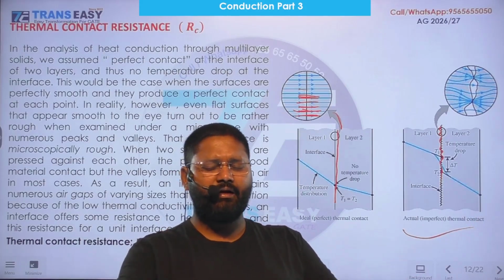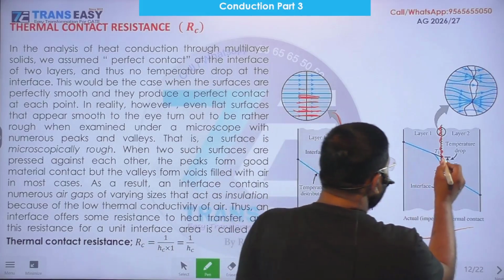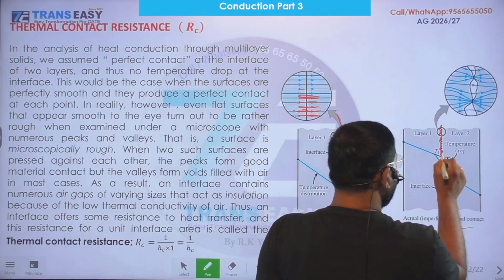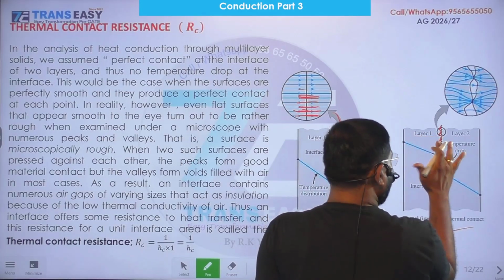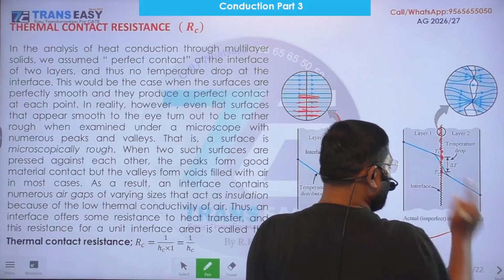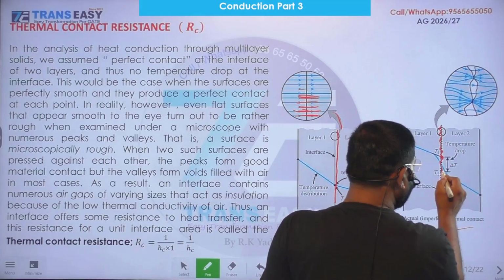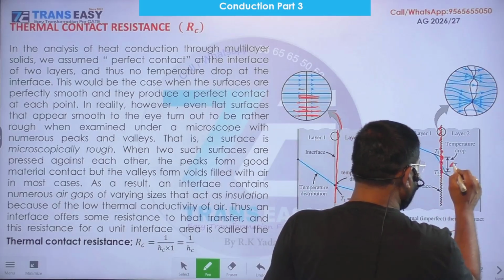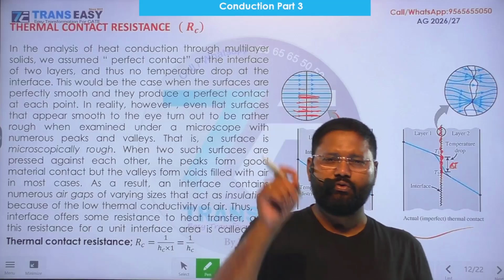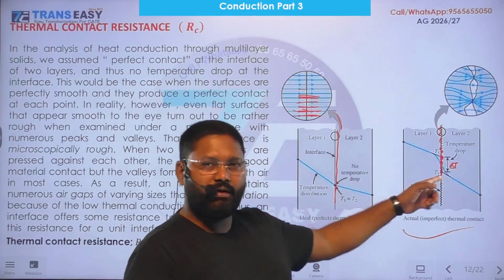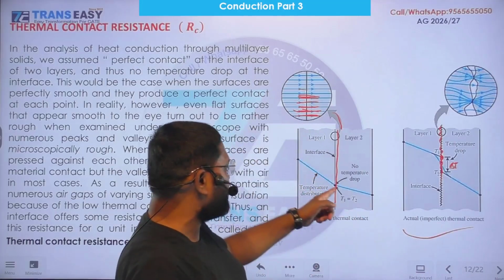So we'll get, at the same location, in this layer T1 temperature. On this layer we have T2 temperature, and this is the drop in temperature due to contact resistance. Due to contact resistance, this is the drop. If layers are in perfect contact, there is no drop in temperature.